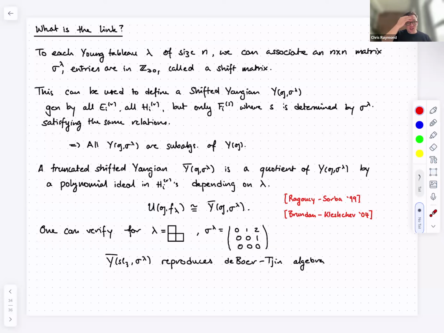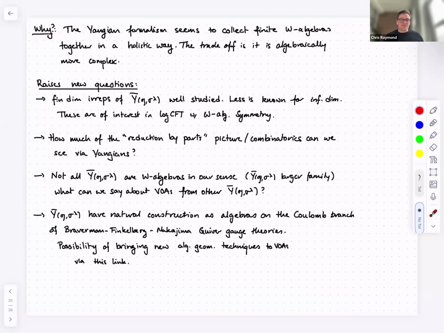Now, why go to this effort? Why did they introduce this thing? Really, what we seem to see here is that this Yangian formalism collects together all of our finite W algebras in some nice holistic way. The trade-off of having them all packed into one structure together is that it's algebraically much more complex than what we started with, right?